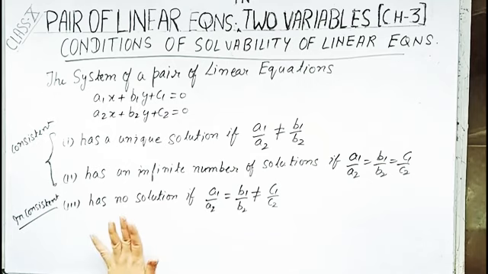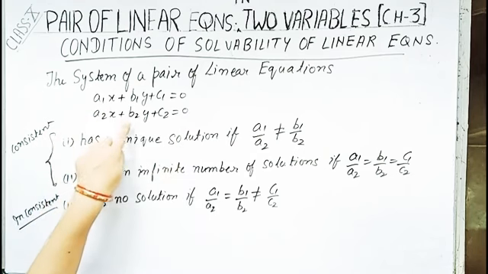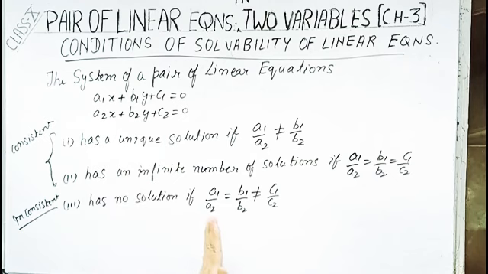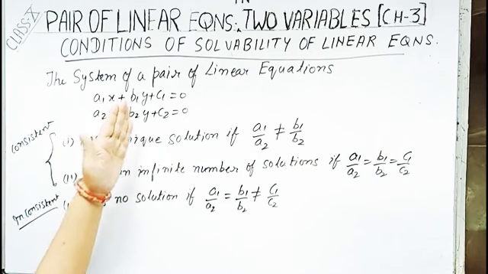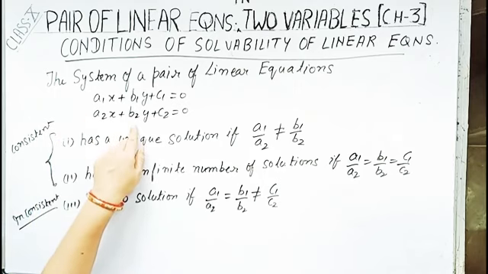I repeat the conditions again. A system of linear equations will have a unique solution if a1 by a2 is not equal to b1 by b2. It will have an infinite number of solutions if a1 by a2 equals b1 by b2 equals c1 by c2. And it will have no solution if a1 by a2 equals b1 by b2 is not equal to c1 by c2.